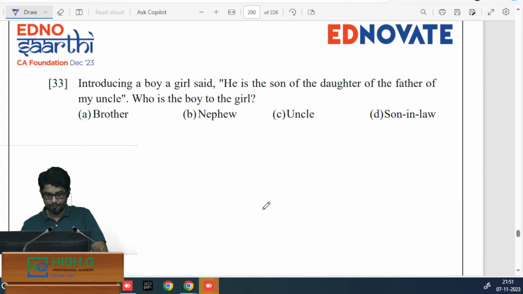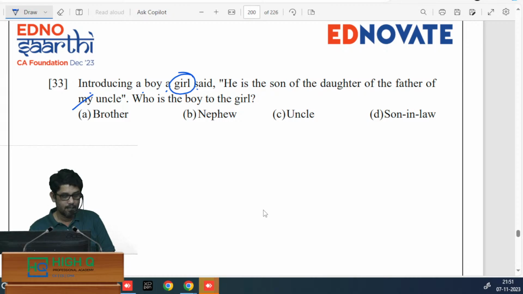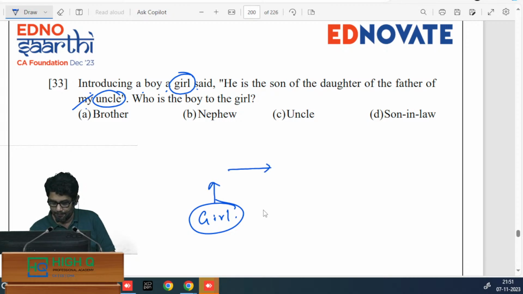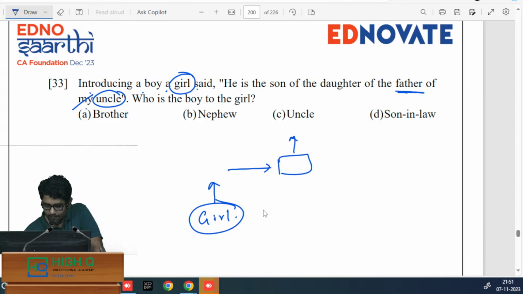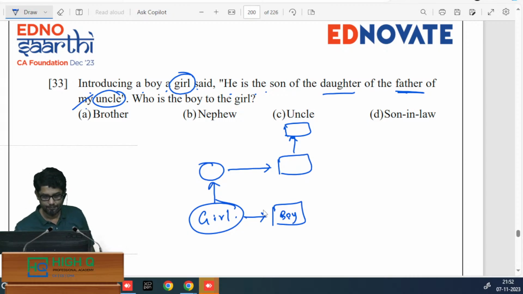Can you do this? Introducing a boy, a girl said, he is the son of the daughter of the father of my uncle. Who is the boy? Who is making the conversation? The girl. So first the girl, then my uncle: the girl has a father or mother, and their brother is the uncle. Next, father. That father has a daughter. Next one is son. This is the boy. Now, who is the boy to the girl? Brother.